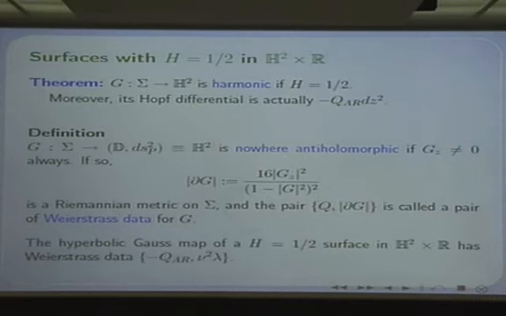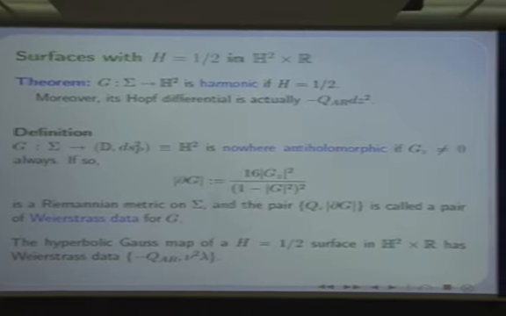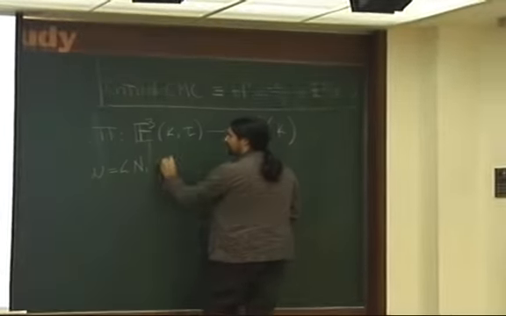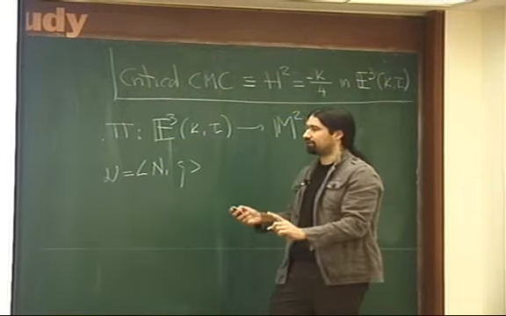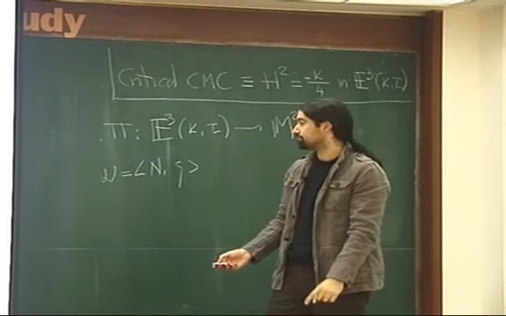So this definition is relevant because of the following fact: if you start with an H equal to 1/2 surface in the product space H2 cross R, then its hyperbolic Gauss map always admits Weierstrass data. Its Hopf differential is minus the average Rosenberg differential, and the partial G metric associated to the hyperbolic Gauss map has a very simple expression. It is the angle function squared. Remember that nu was the last coordinate of the unit normal, the product of the unit normal with the Killing field of the ambient space in H2 cross R, just the x3 direction.